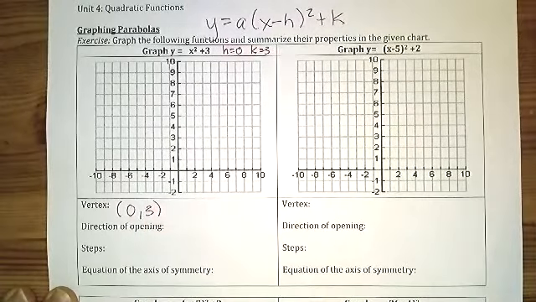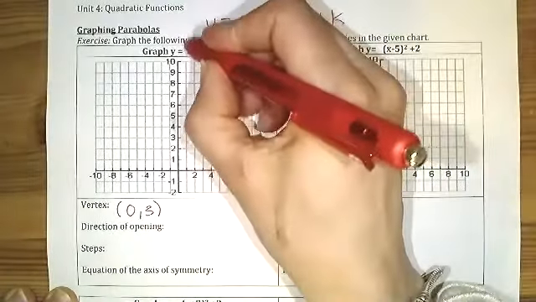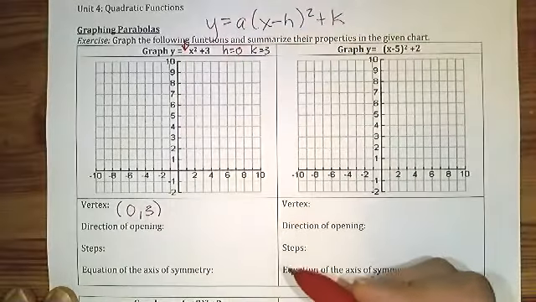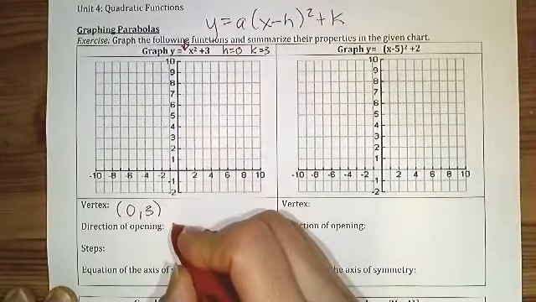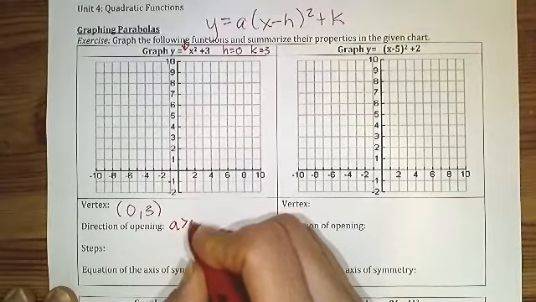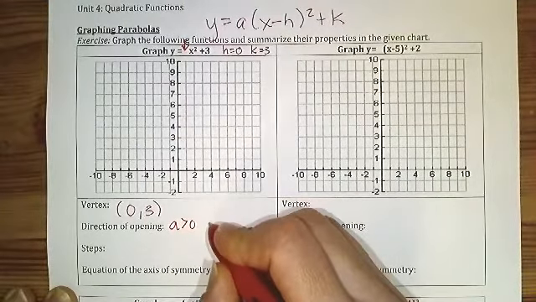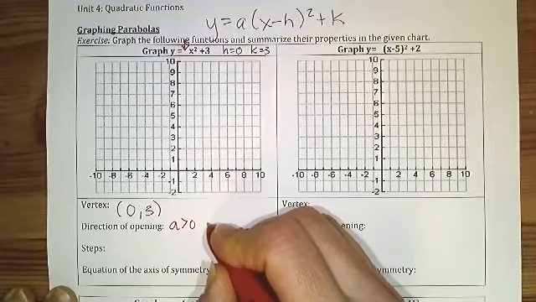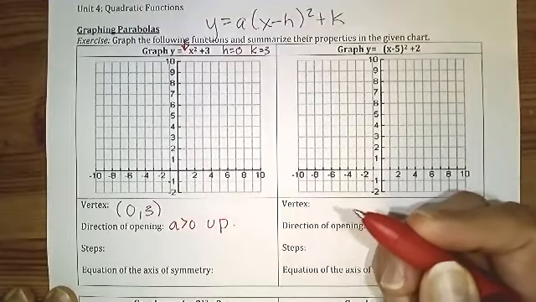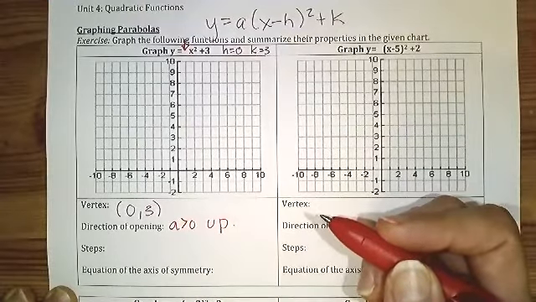From the last lesson, remember the direction of opening comes from right here, whether this is negative or positive. Since A is greater than 0 here, we know that this is up. This will open upward, the direction of opening.